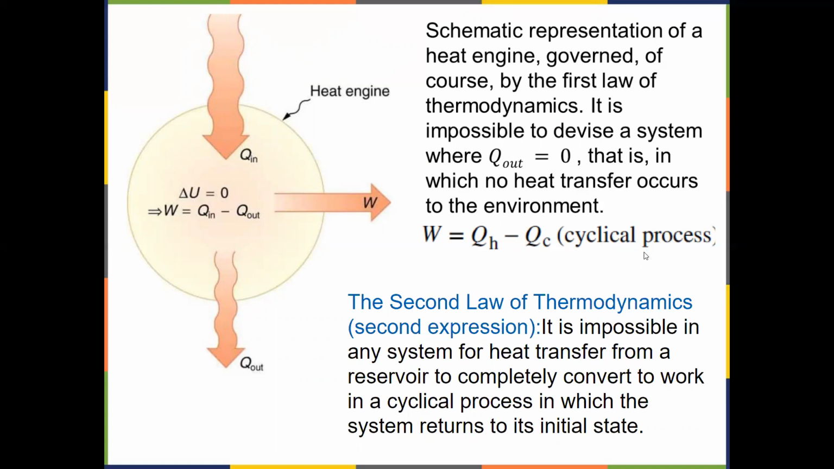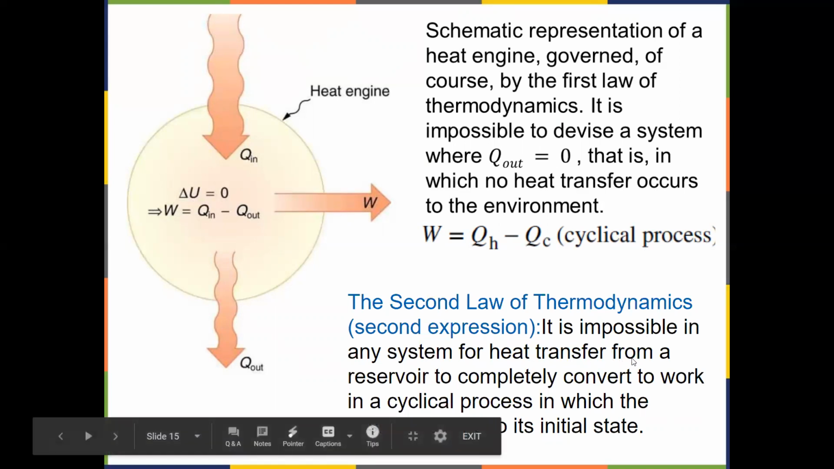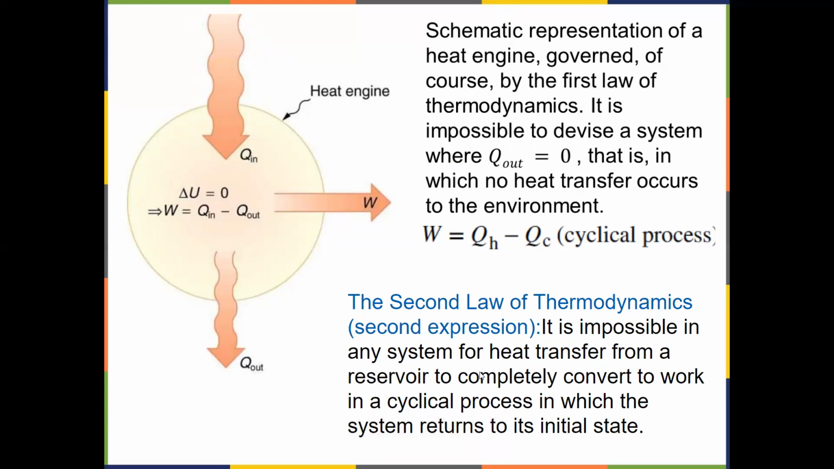Now, a lot of people have tried to design an engine that can convert all the heat to mechanical work, but that's not possible. So that's the second statement, or a different version, of the second law of thermodynamics. It says it's not possible in any system for heat transferred from a reservoir to be completely converted to work in a cyclical process in which the system returns to its initial status. So you are not able to convert 100% of the heat taken in into mechanical work.